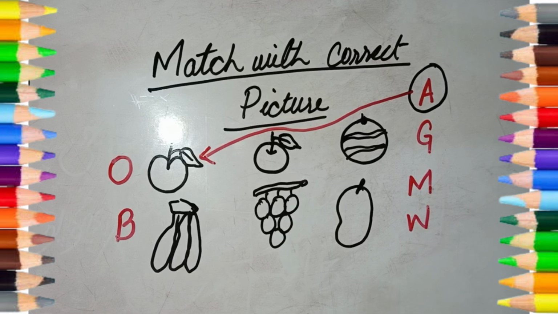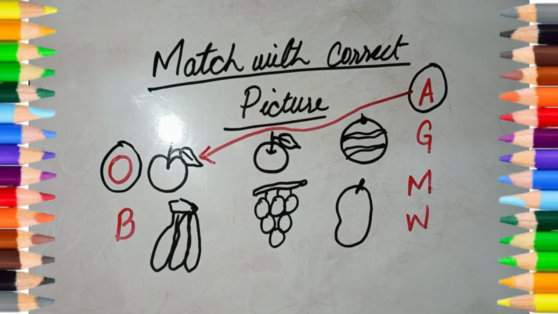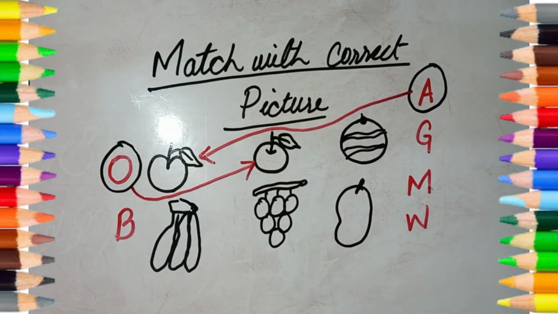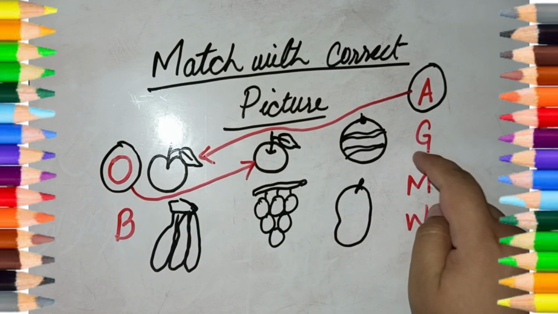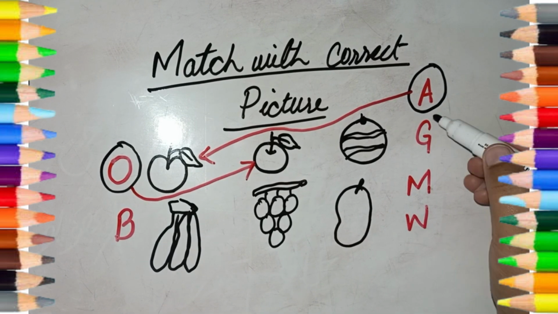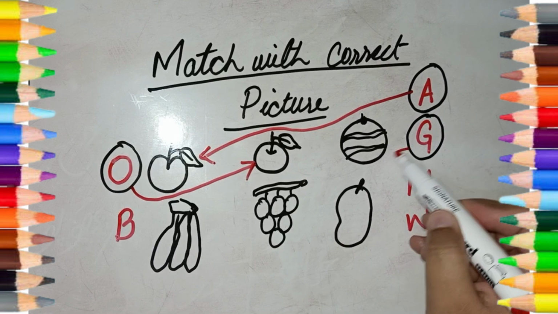So O for orange. Let's circle the orange and match with orange. Next we have G. G for grapes. Very good.